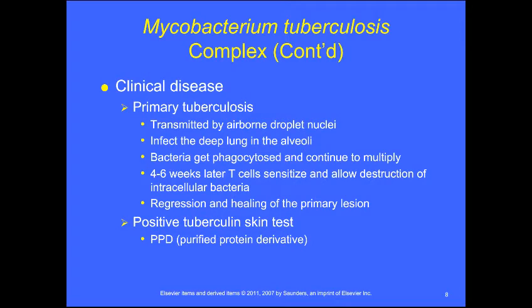So, the Mycobacterium tuberculosis complex, clinical disease: you have primary tuberculosis. This is transmitted by airborne droplet nuclei. They infect the deep lung in the alveoli. Bacteria get phagocytized and continue to multiply. 4 to 6 weeks later, T cells sensitize and allow destruction of the intracellular bacteria, and then regression and healing of the primary lesion.